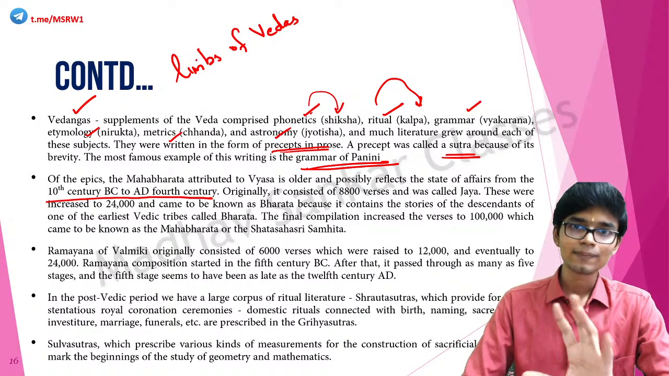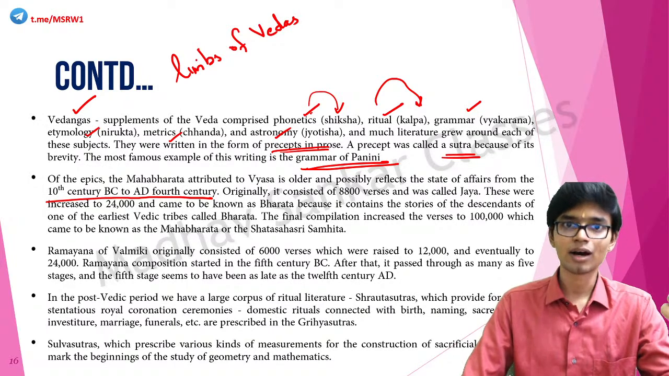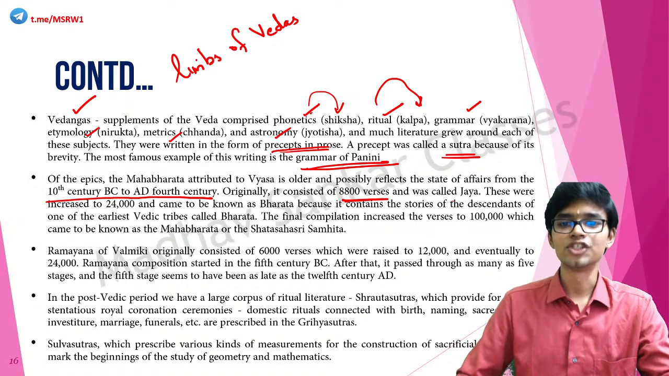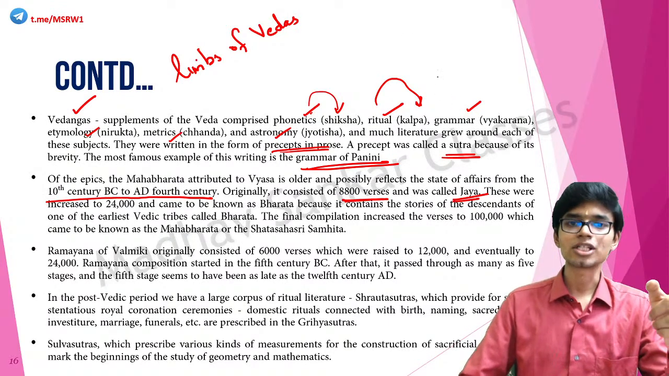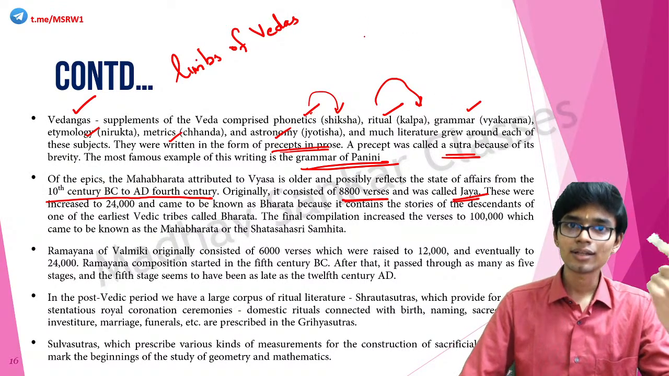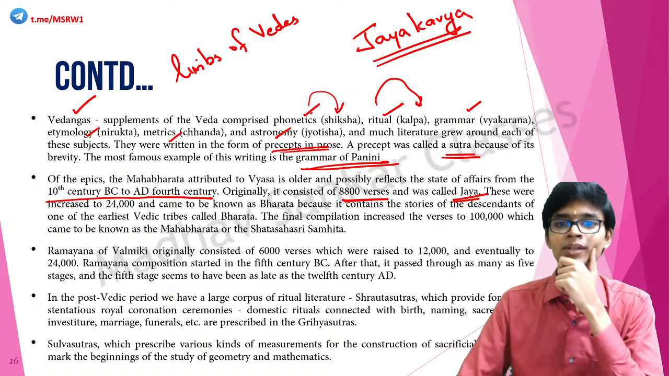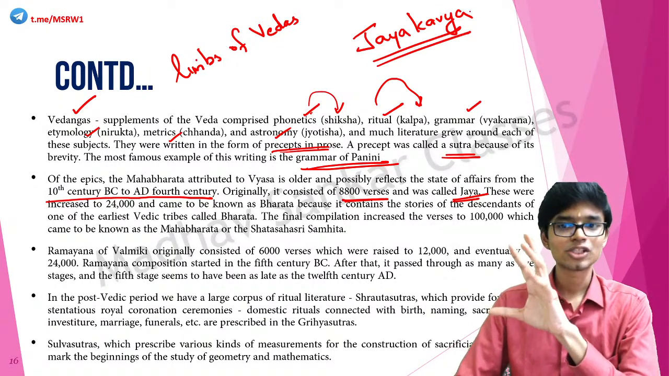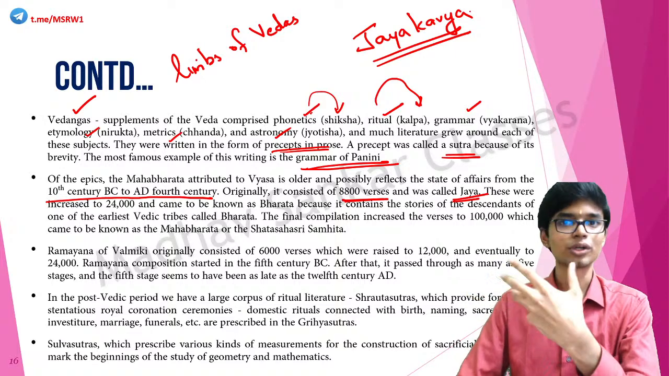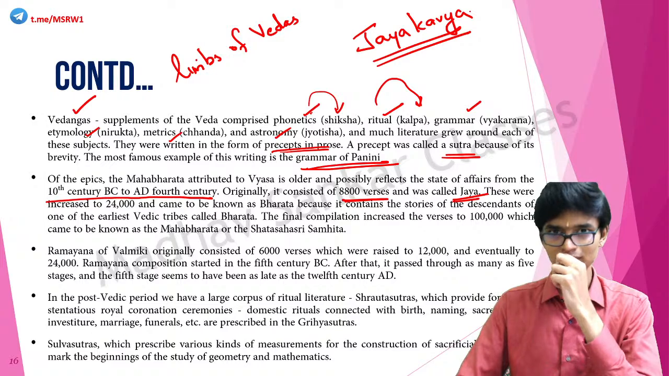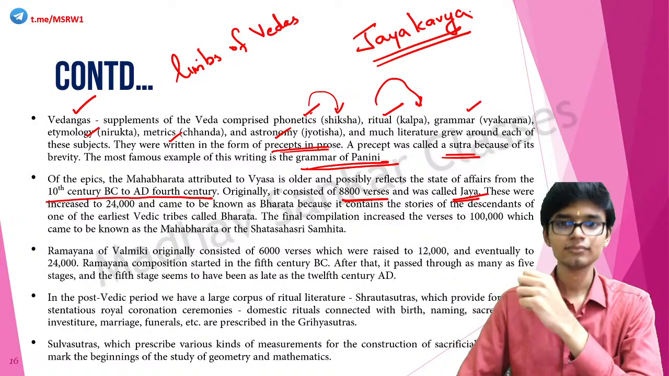The original version of Mahabharata had about 8,800 verses, and it was called Jaya. So another prelims question: another name of Mahabharata is Jaya Kavya. It was actually the story of the Kauravas and Pandavas and the story of the victory of Pandavas over Kauravas. That is why it is known as Jaya Kavya.